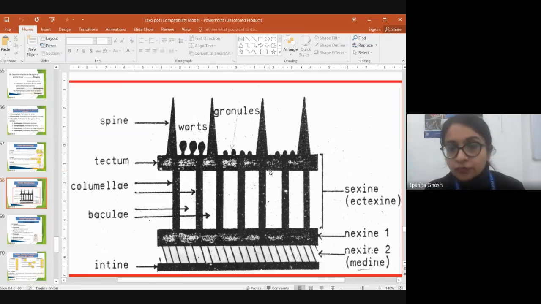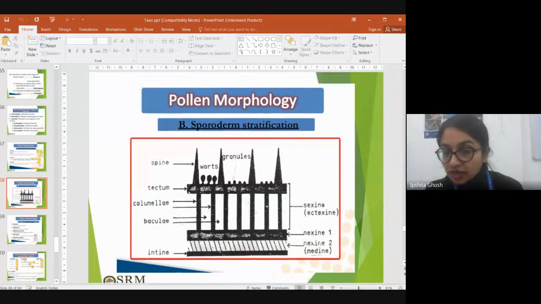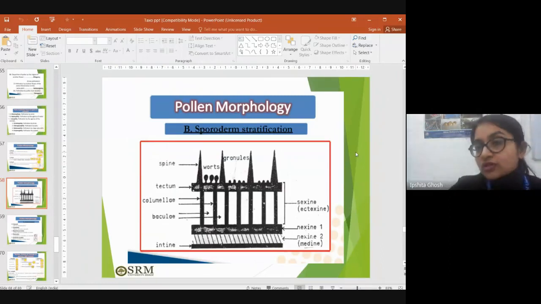But it is really interesting that such a small structure has so much architecture so defined. Okay, there are different levels here. So this makes the study of pollen morphology very interesting.